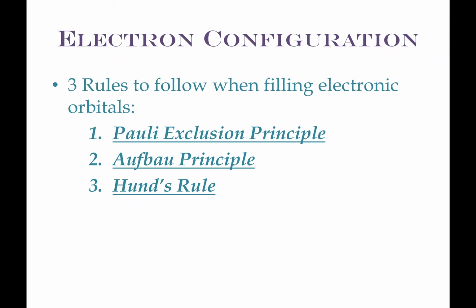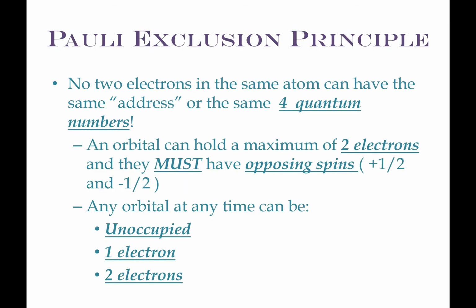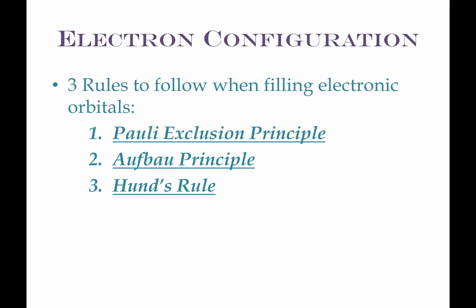When we start putting the electrons into the orbitals, we need to follow three rules. They are the Pauli exclusion principle, the Aufbau principle, and Hund's rule. Luckily, they're relatively intuitive, so that's great. Just a note, you are going to need to know these and be able to apply them, so make sure you do that. So let's go over them.